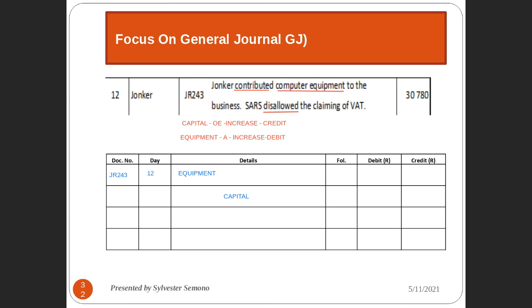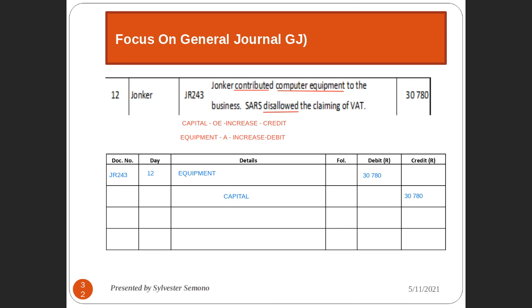Now, this is how it is. Don't put them in line like that, okay? And then the amount is going to be 30780. And then the amount is 30780. It's easy, as you can see. Are you with me, ladies and gentlemen? Perfect. I'm happy. Thank you, guys. Thank you so much.